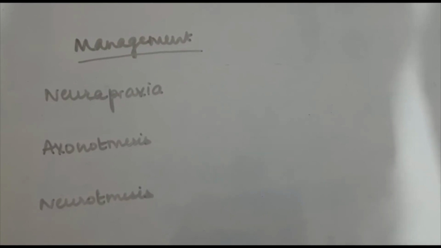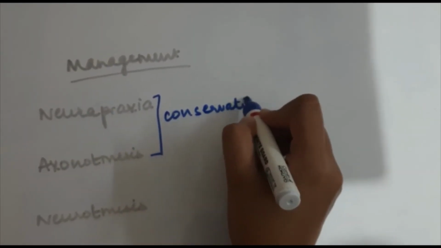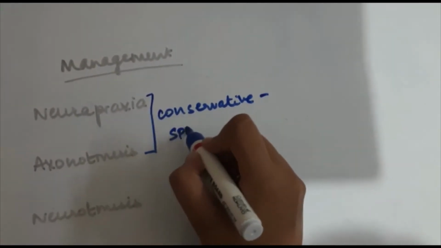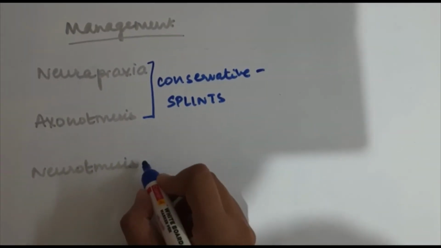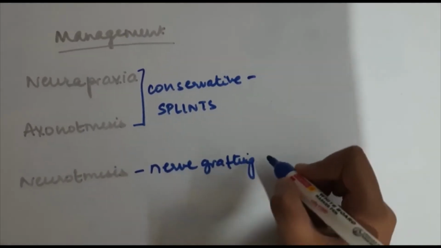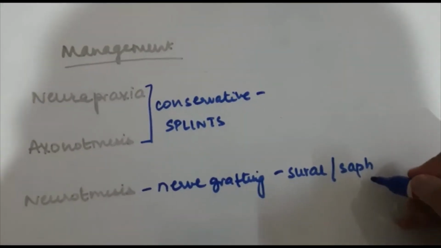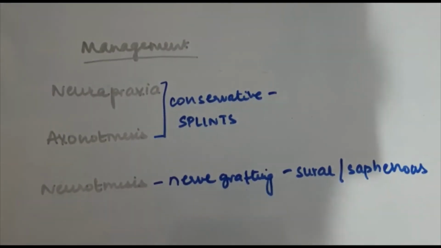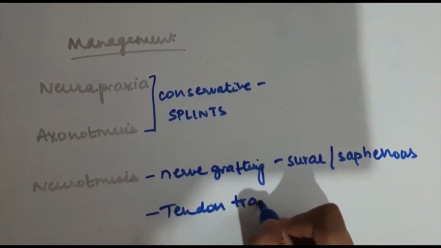Management of the different types of nerve injuries. Neuropraxia does not require much intervention and it heals on its own. Conservative treatment in the form of splints can be given in neuropraxia or axonotmesis, or Sunderland's classification 1 to 3. In neurotmesis, nerve grafting is done using the sural nerve or the saphenous nerve. If the nerve still doesn't recover, a tendon transfer has to be done using the palmaris longus tendon.